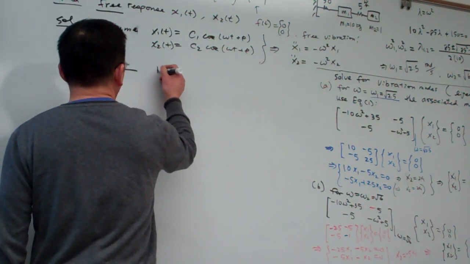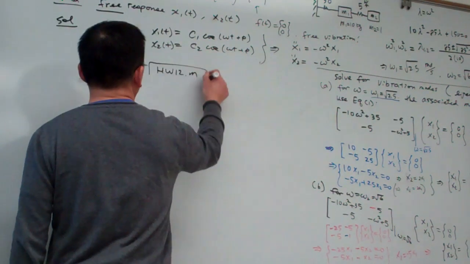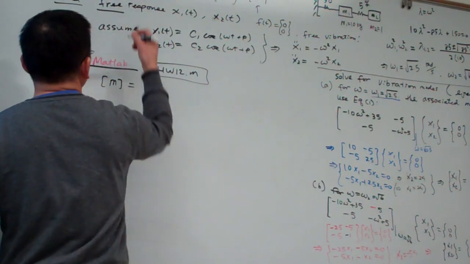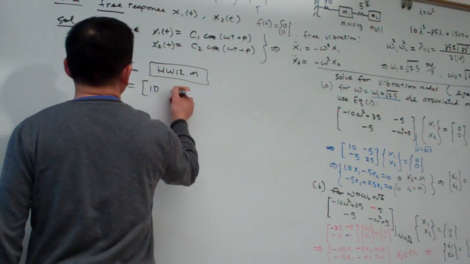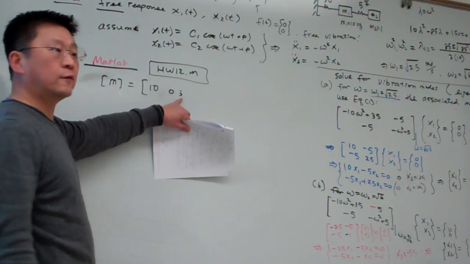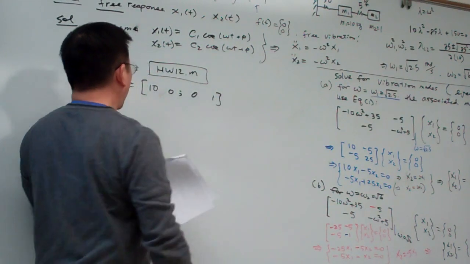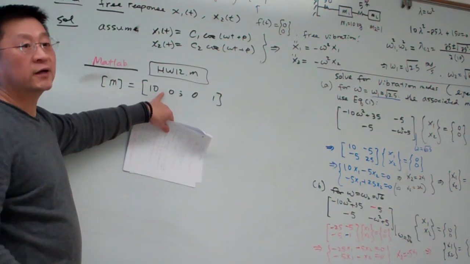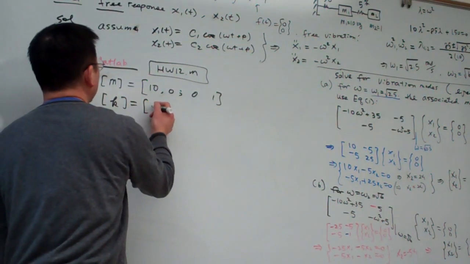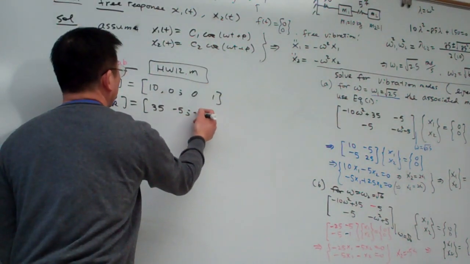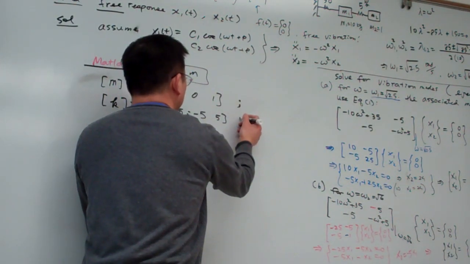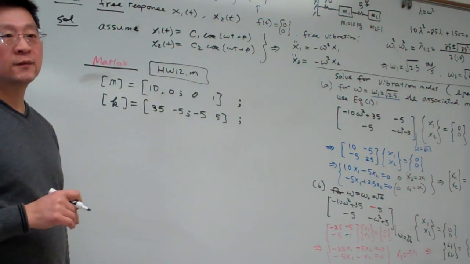Maybe you can open, say, homework 12 .m. That is the file. In the file, you can input the M matrix. For this example it is 10, 0. This represents the first row, and use a semicolon to separate rows from each other. And the second row is 0, 1. You separate the elements by a space or by a comma, either way. Then you input k equal to 35, minus 35, and minus 35 and 5. At the end of one statement, you can put a semicolon to suppress the display of the result on your screen, but really up to you.